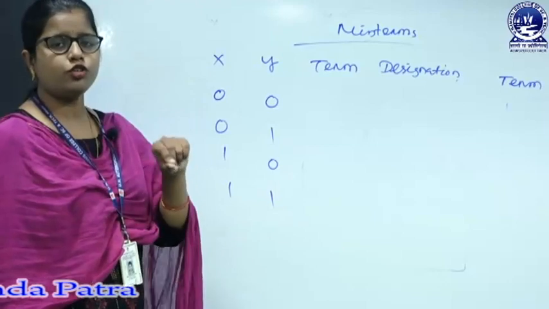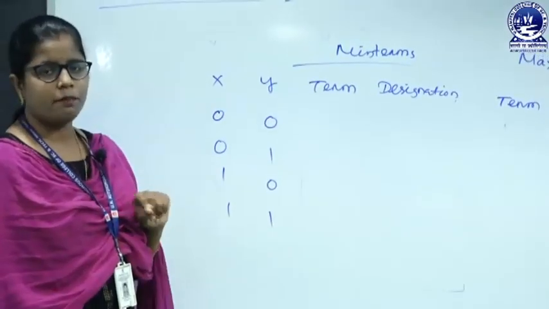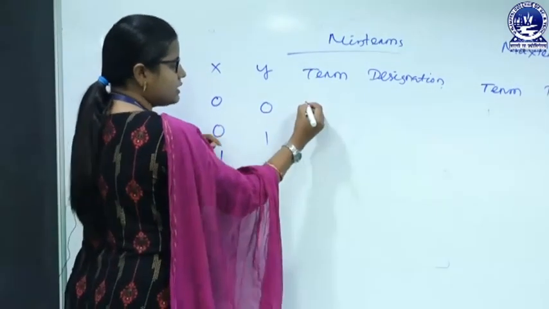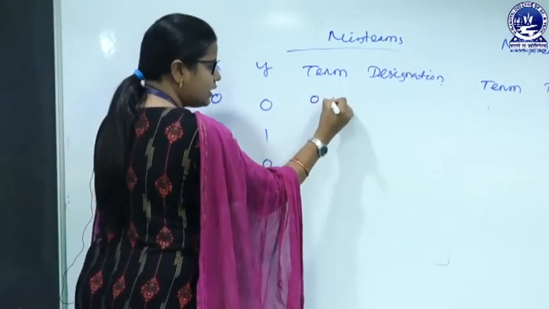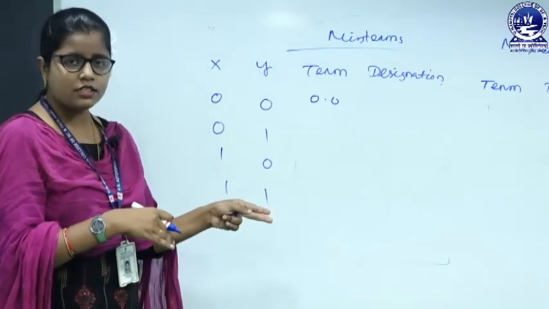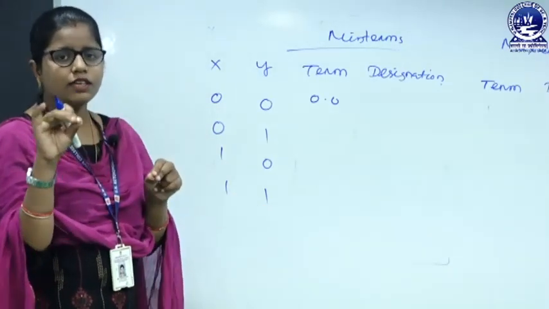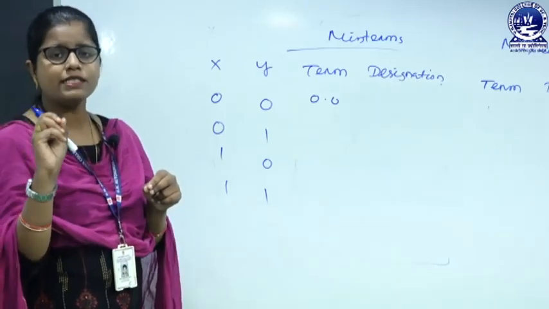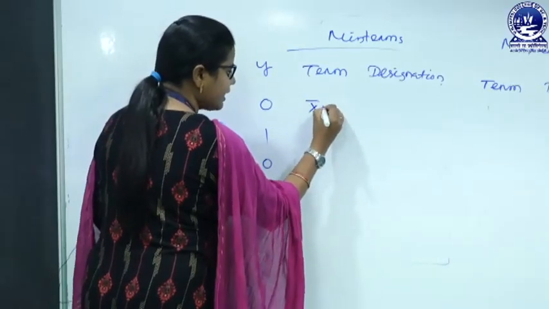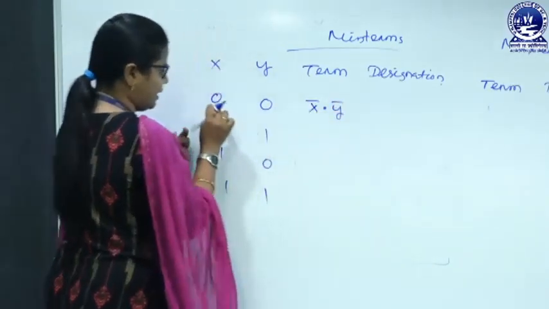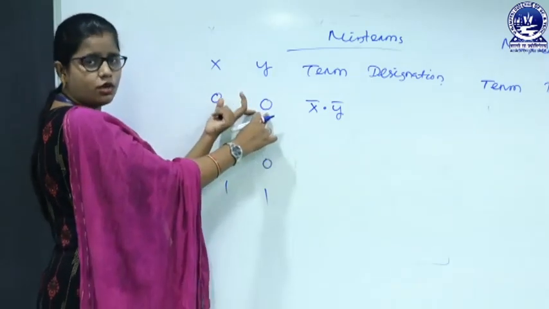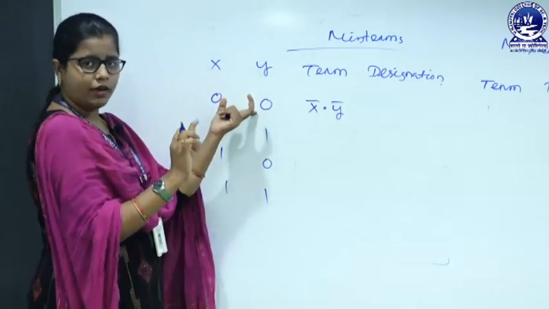Now how to form the min terms? By using the AND operator. So when we go for this, 0 dot 0, so 0 means what? We have already discussed: when we are talking about the min term, 0 means it's the complement form. So we can write here x complement dot y complement. X is 0, so it is the complement form, x complement. Y is also 0, so y complement.